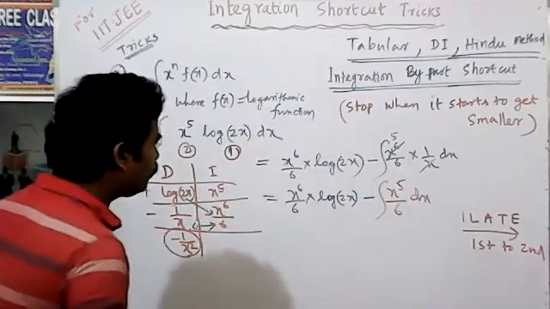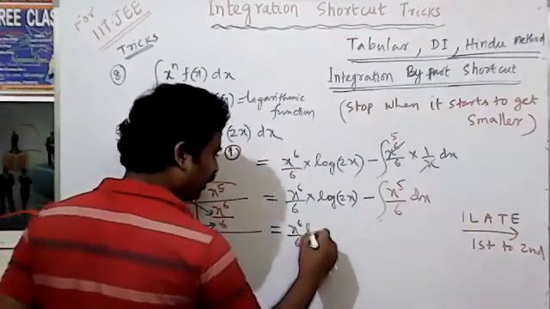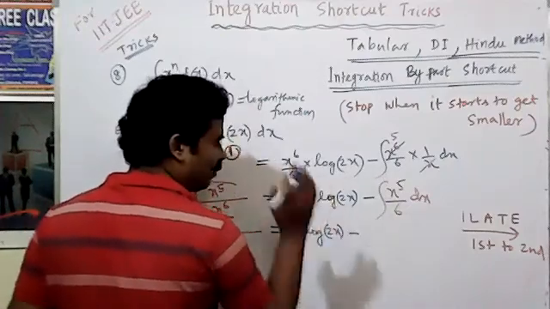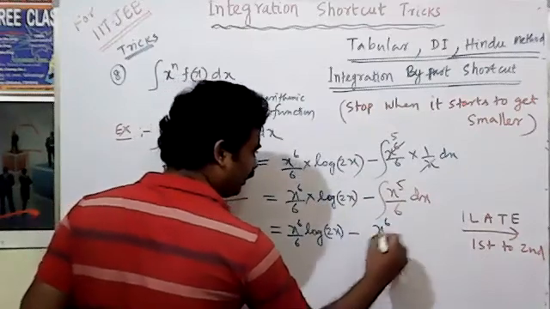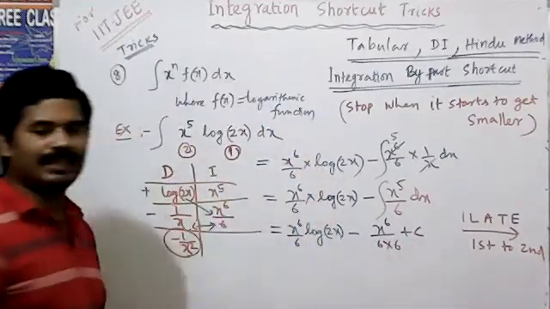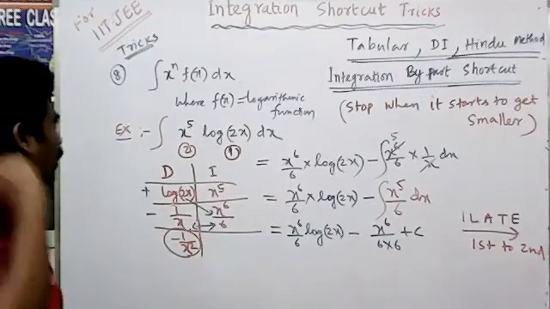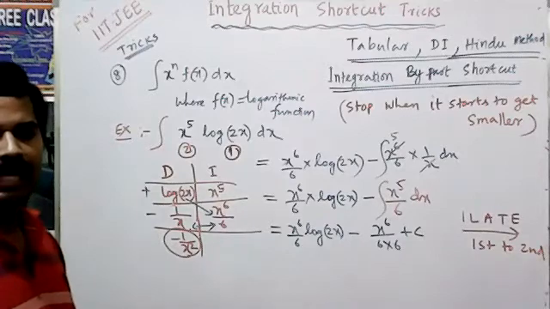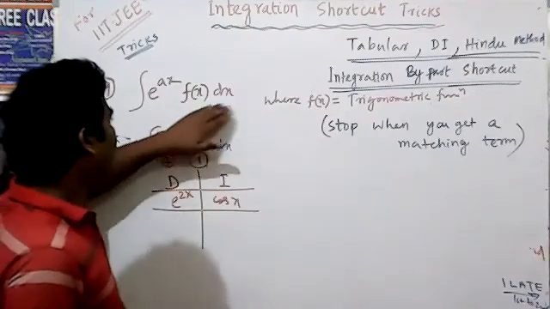Now the result comes to what? That is x to the power 6 by 6 log 2x minus x to the power 6 by 36, plus c, is the result. Okay, by using this technique you can do the DI method very easily. Now comes another, the ninth technique, that means the e to the power x f(x) dx format.